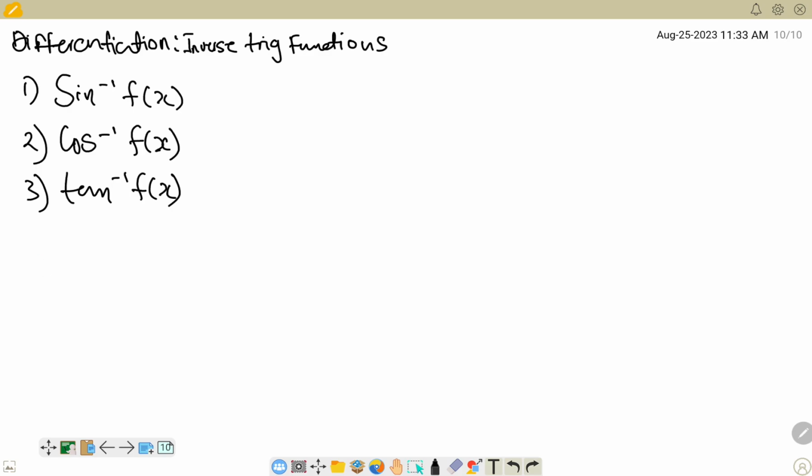So let's look at arcsine. When you are differentiating arcsine with respect to x, so d dx means I'm differentiating with respect to x, it gives me the following.